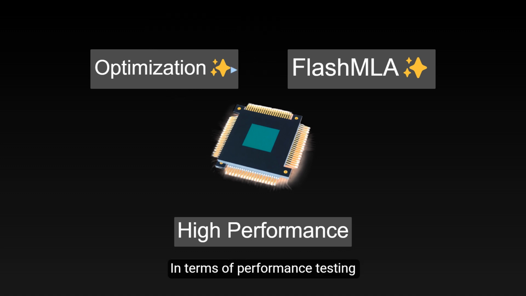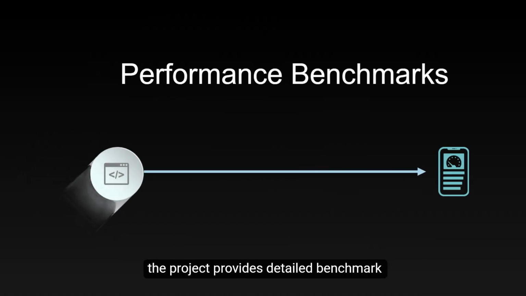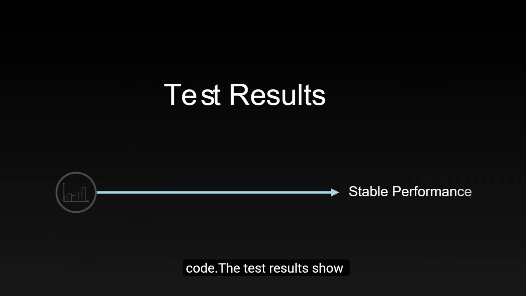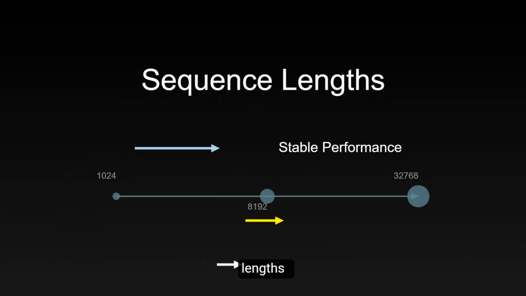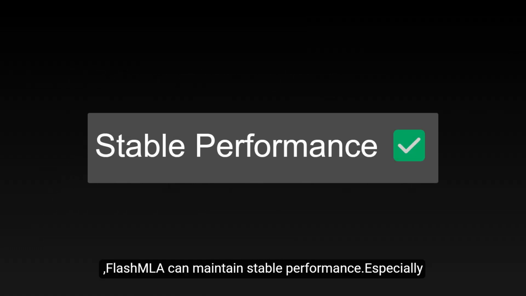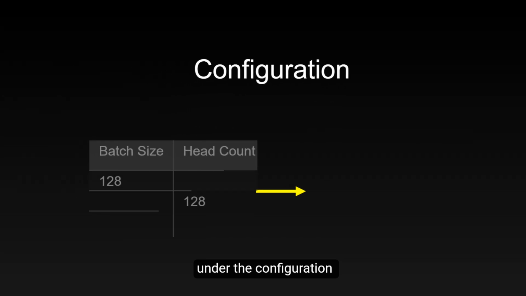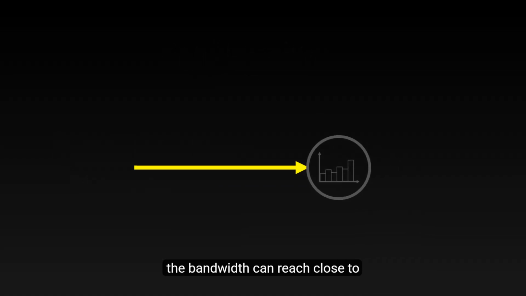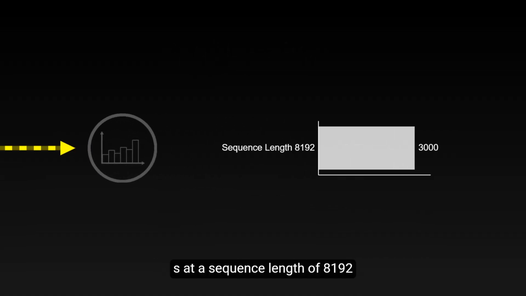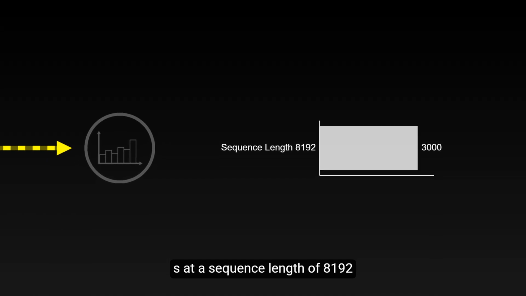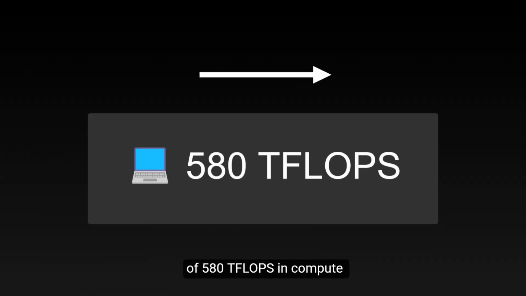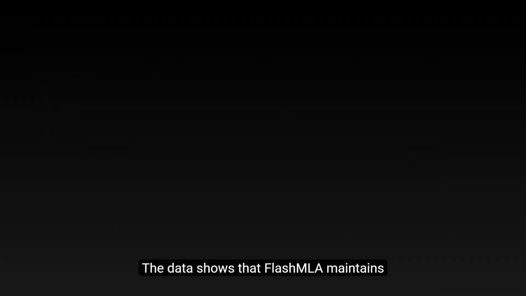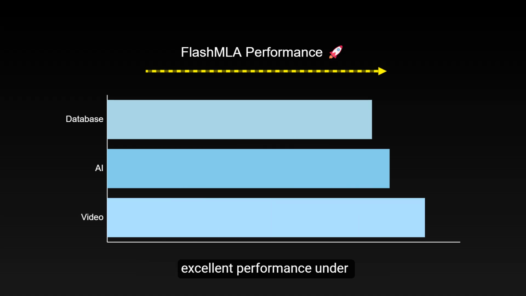In terms of performance testing, the project provides detailed benchmark code. The test results show that under different sequence lengths from 1024 to 32768, FlashMLA can maintain stable performance, especially under the configuration with a batch size of 128 and 128 heads. The bandwidth can reach close to 3,000 gigabytes per second at a sequence length of 8192, and it can achieve a peak performance of 580 teraflops in compute-intensive scenarios. The data shows that FlashMLA maintains excellent performance under various workloads.